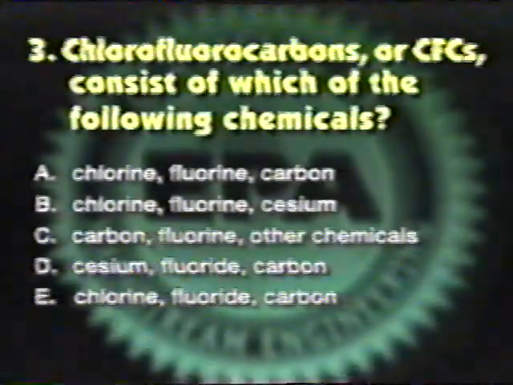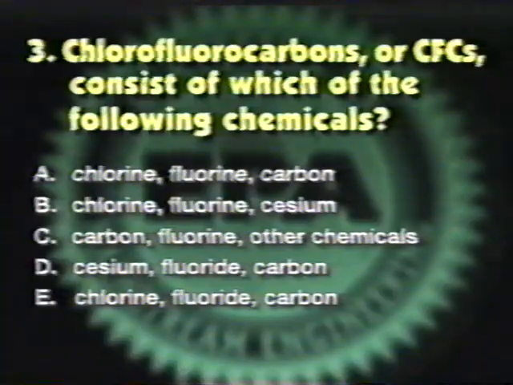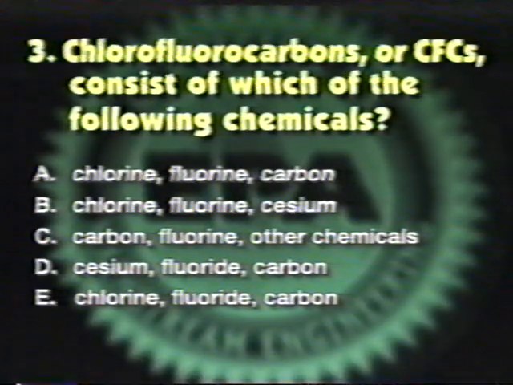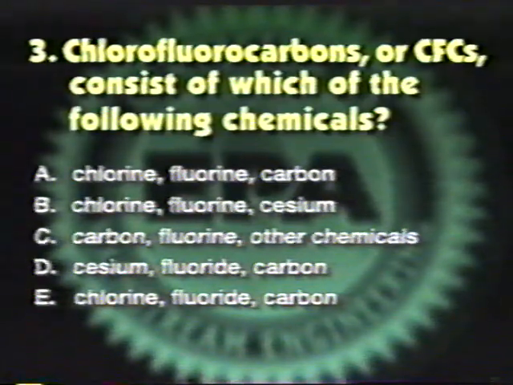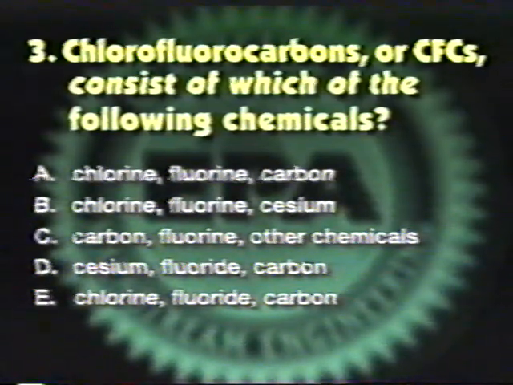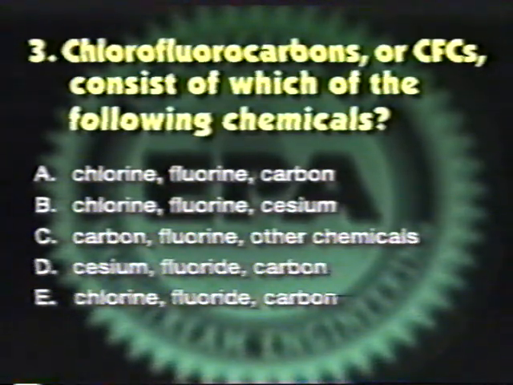Chlorofluorocarbons, or CFCs, consist of which of the following chemicals? A. Chlorine, fluorine, carbon. B. Chlorine, fluorine, cesium. C. Carbon, fluorine, other chemicals. D. Cesium, fluoride, carbon. E. Chlorine, fluoride, carbon.